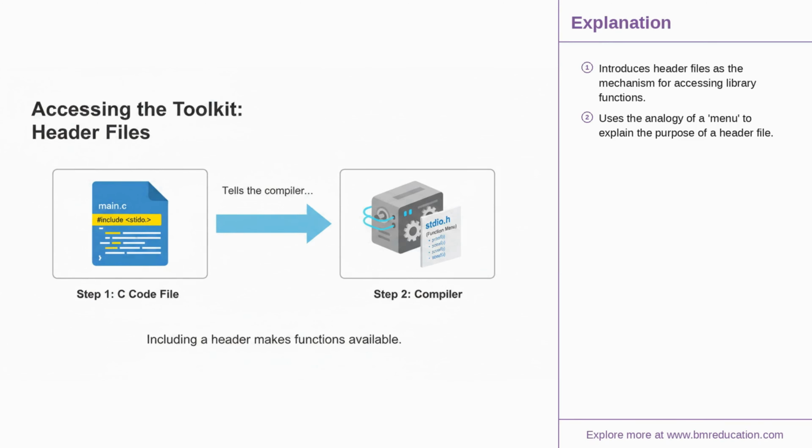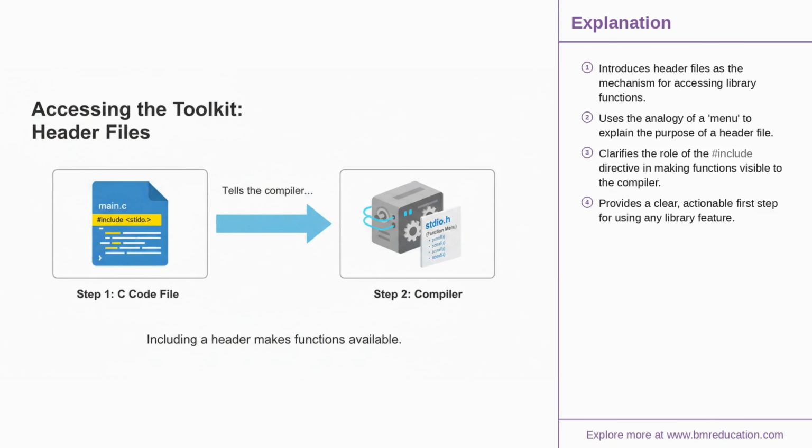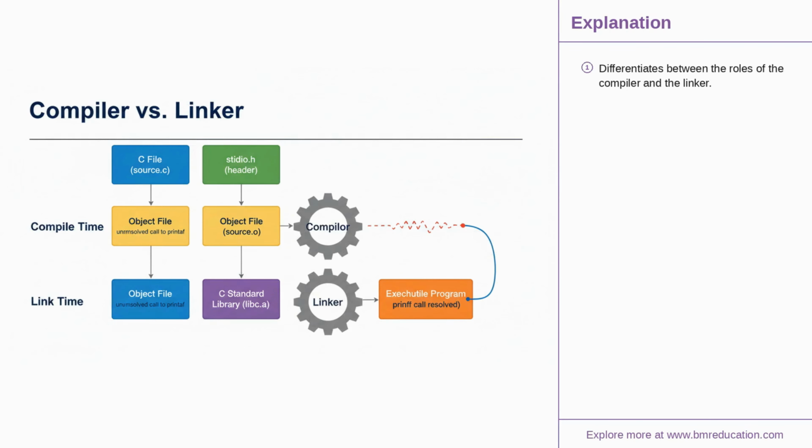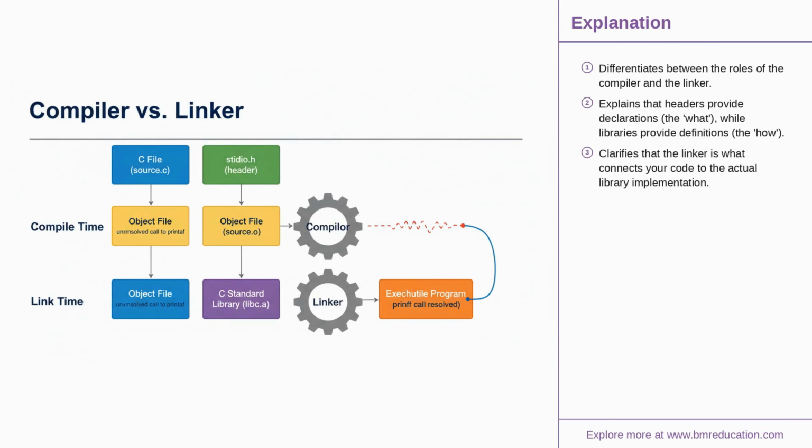Now that we know why the library is so crucial, how do we actually use these tools? The first step is telling the compiler which part of the library you need. We do this with header files and the #include directive. Think of a header file like stdio.h as a menu. By writing #include stdio.h at the top of your file, you're telling the compiler, "I'd like to order from the standard input-output menu." Including a header tells the compiler what functions are available, like a menu listing dishes.